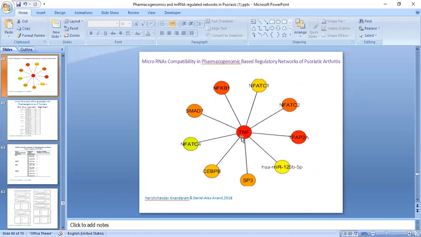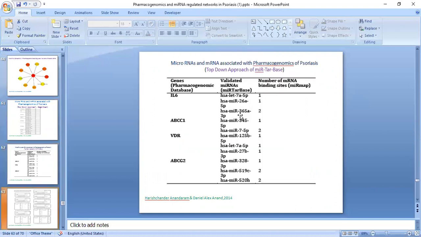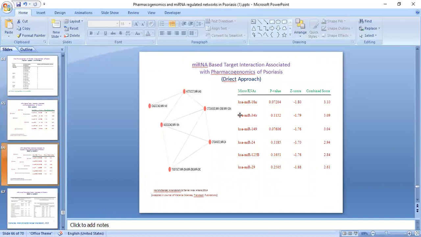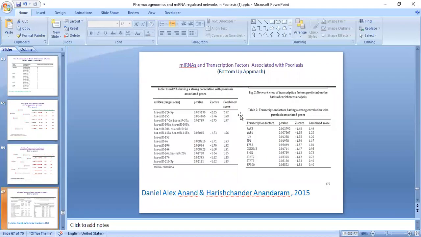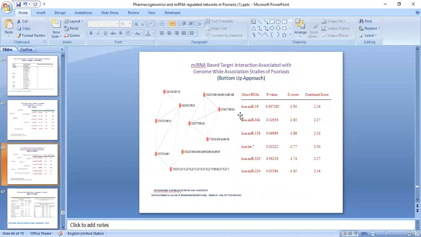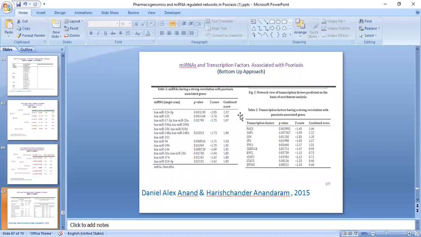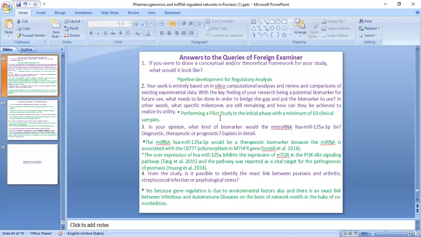The TNF is highly associated with NF-kappa B1, like in autoimmune disorders. This explains the Z-score along with the p-value. And this result is from MIRMAP, which gives some thermodynamic feasibility with respect to miRNAs and mRNAs.